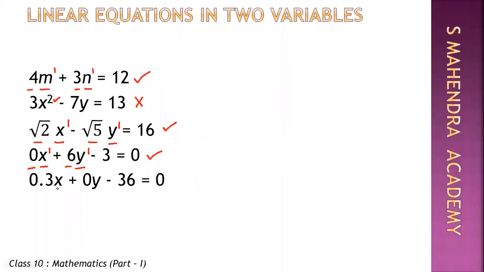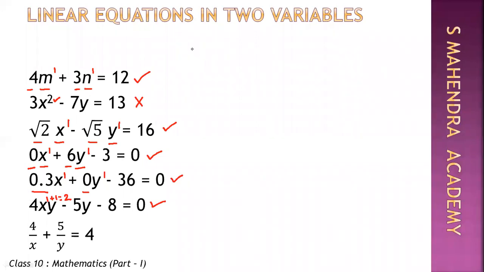Here, the coefficient of x is 0.3 and the coefficient of y is 0. The degree is 1 for x and 1 for y. So, this equation is also a linear equation in two variables. In this equation, the addition of the powers of x and y in the first term is equal to 2. Therefore, we cannot call it a linear equation in two variables.